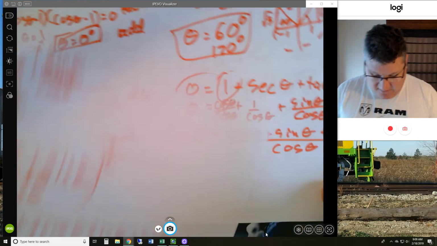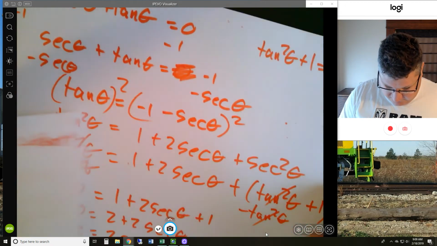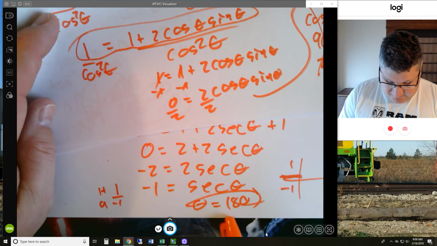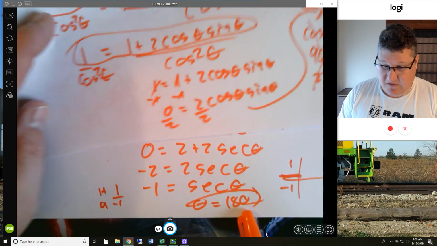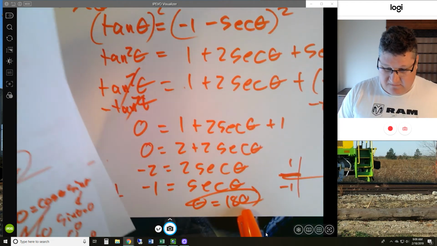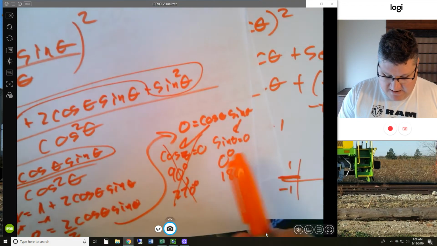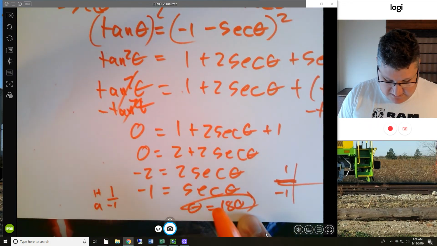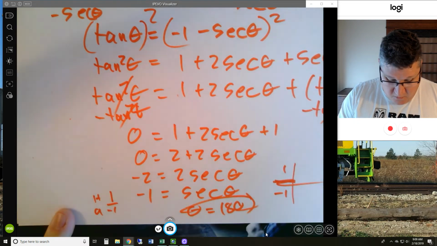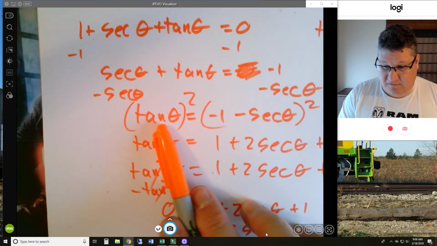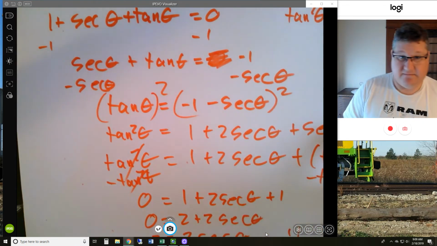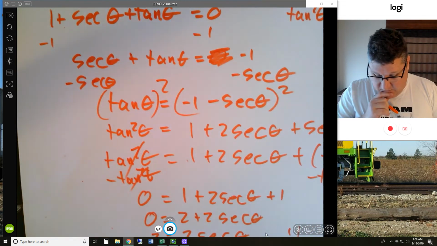Now, let's compare that to what I got when I used the secants. So I got secant equals 180 degrees. So that one is the case. But what happened to this whole 0 thing? How come I got a 0 here and I didn't here? Well, when I square both sides, you'll notice this negative went away.